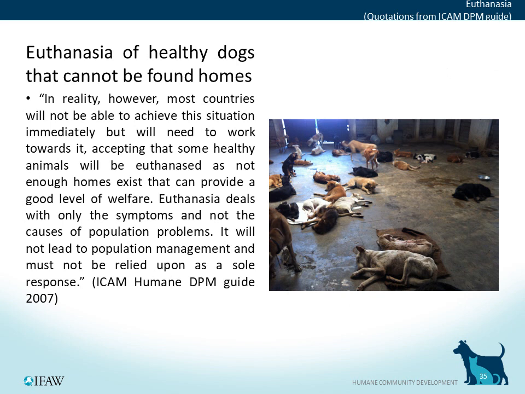But it's this third point where differences can occur. I am again quoting here from the ICAM guide, but I must emphasise I'm not speaking here for every member of the coalition. Each member has its own policy on euthanasia. In reality, however, most countries will not be able to achieve this situation immediately. That's a situation where only unhealthy dogs are euthanised. But we'll need to work towards it, accepting that some healthy animals will be euthanised as not enough homes exist that can provide a good level of welfare. Euthanasia deals with only the symptoms and not the causes of population problems. It will not lead to population management and must not be relied upon as the sole response.